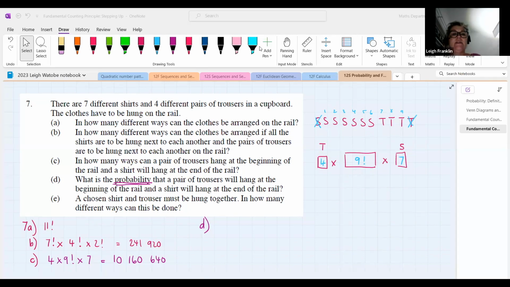Okay, I disagree, Iola. It's not just... There we go, good. Anyone see the connection between question C and D? In question C, we calculated the number of ways in which we can hang a pair of trousers at the beginning and a shirt at the end. There we go. Good, Jude, you've got it.